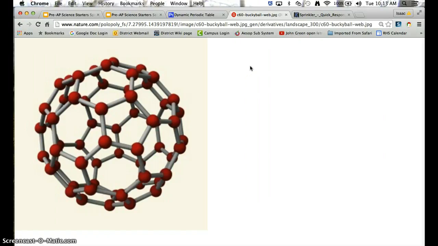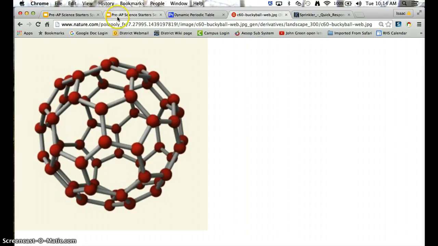So these are how the carbon atoms within a buckyball structure are arranged. We talked about the fact that an allotrope is simply a different molecular structure. And so this buckyball is just one example of a type of allotrope of carbon, and this is one way in which the atoms are arranged within the molecules.